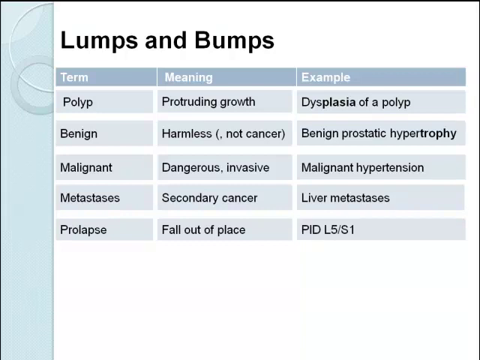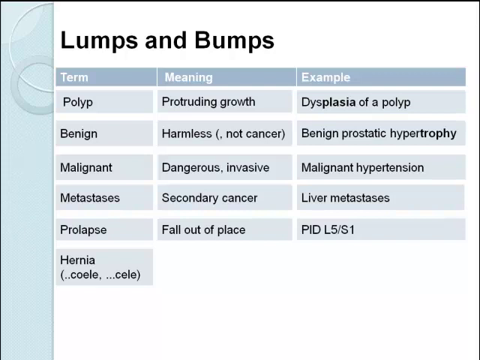or you could have a PID L5/S1. This takes us back to orthopaedics, where PID referred to a prolapsed intervertebral disc, the slipped disc, or a bulging disc to be more precise. And it is telling us that the slipped disc, the bulging disc, is between the lumbar 5 vertebrae and the S1, the first sacral vertebrae.